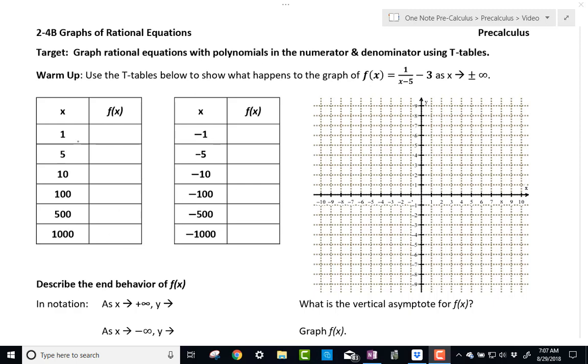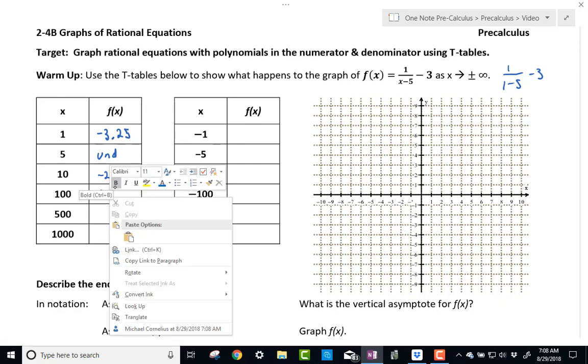If I plug in 1 for x, I would have 1 over 1 minus 5 and then take away 3. In this case I'm just going to do decimals because it's easier to see what's happening. If we pop that in our calculator, we would get negative 3.25. If we plug in 5, 5 minus 5 is going to give me 0 in the bottom of this fraction, which automatically means I am undefined. If I plug in 10, I get negative 2.8.